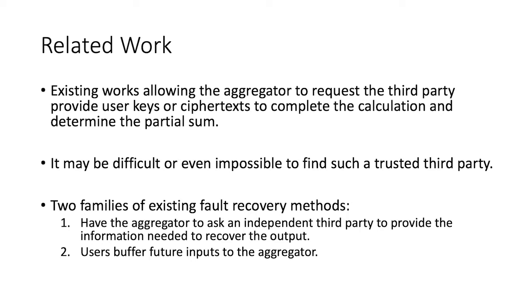I'll briefly summarize the two primary families of existing fault-tolerant recovery techniques. The first has the aggregator ask some trusted third party to provide information so that they can recover from a fault. Usually this is in the form of ciphertexts or keys, etc., that could leak user privacy. Another technique allows users to buffer future inputs and send multiple inputs to an aggregator ahead of time, so if at a future timestamp they don't respond, the aggregator already has a ciphertext corresponding to that timestamp.